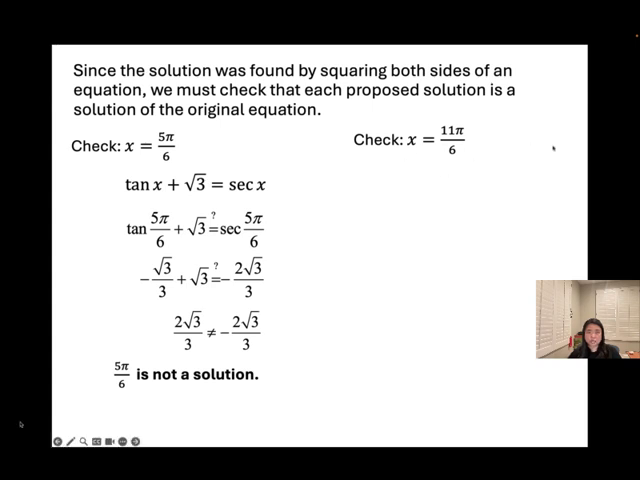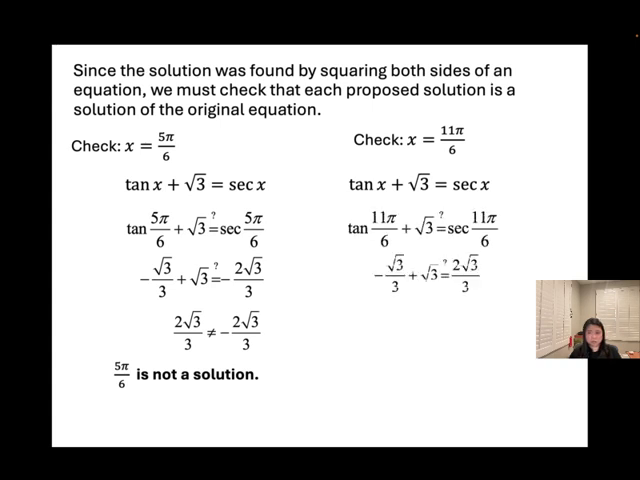And then we're going to check this guy. I want you to try plugging it in to see if you get the true solution. Okay, check your work. You're going to get a true statement. Okay, so 11 pi over 6 is a solution. So for this example, we only have one solution, 11 pi over 6.